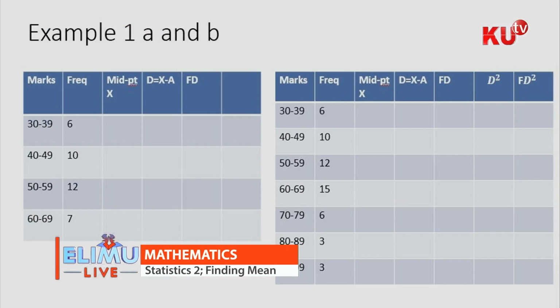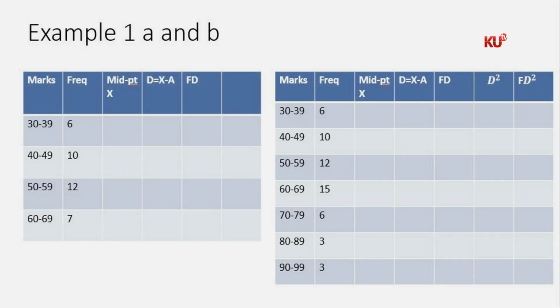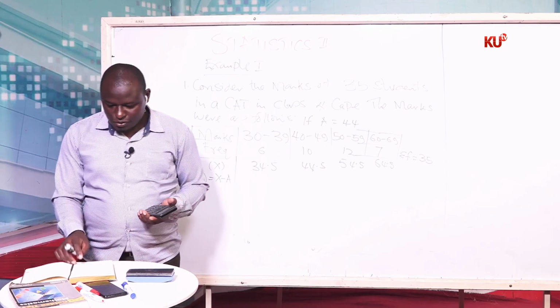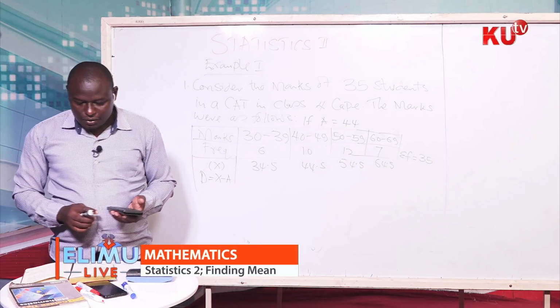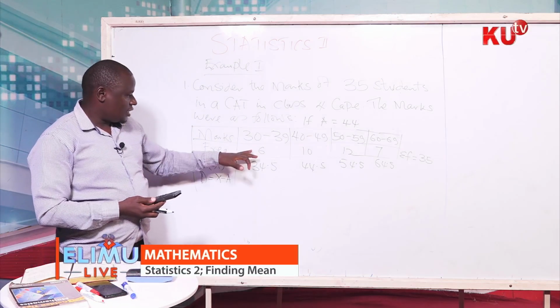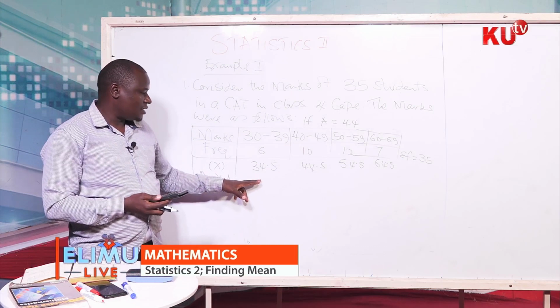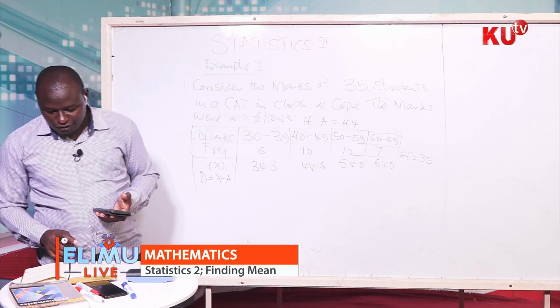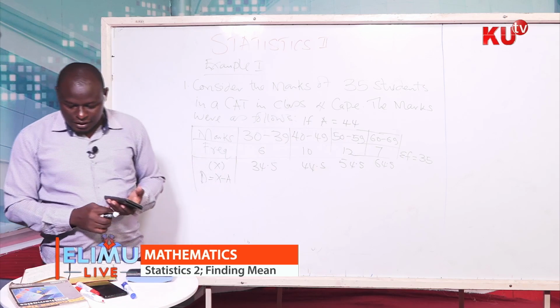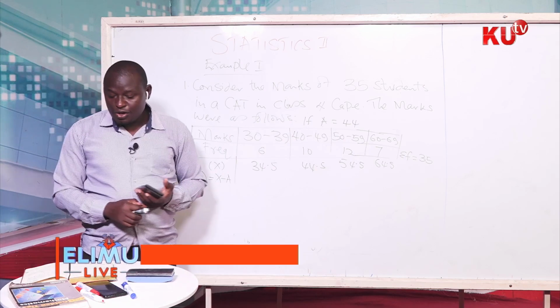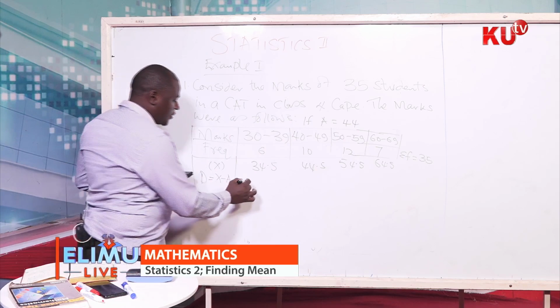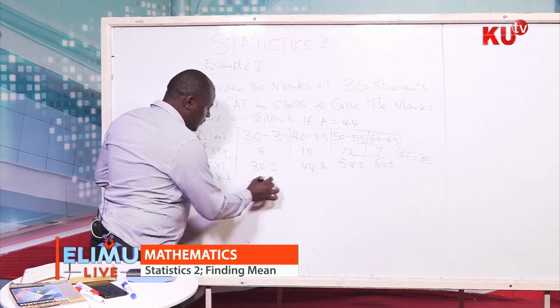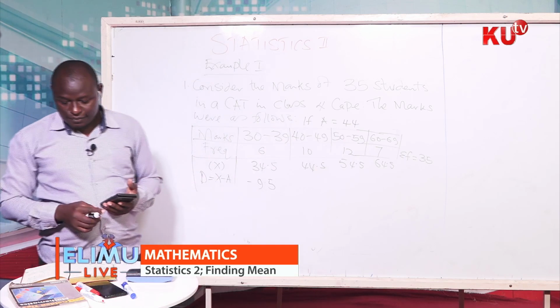All of us know what x is. All of us know what A is by now. So we are going to fill in that column. Let's do it using your calculator class. You're going to take x. X is already provided for. In our case, our first x is 34.5. So 34.5 minus 44. You are going to get negative 9.5.